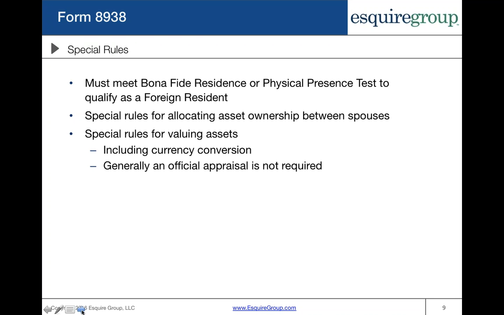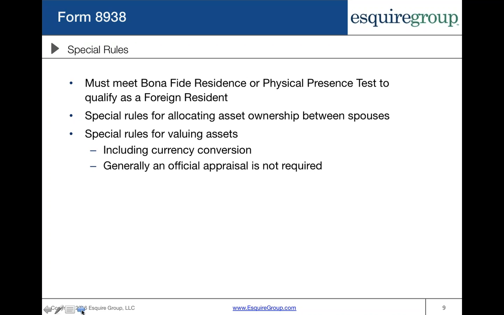If we change the example a little bit and assume you moved to a foreign country on December 15th of 2014, and you were a resident of that country for all of 2015, and you're still living there in 2016, you likely would qualify for the bona fide residence test because you were a resident of that foreign country for an entire tax year, that tax year being 2015. So you would qualify for the higher limits or the higher thresholds for having to file Form 8938.